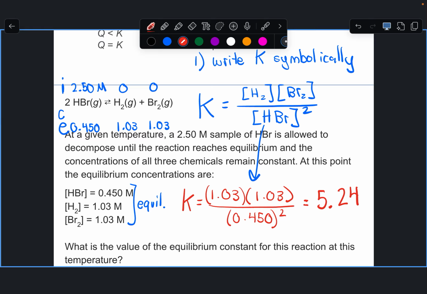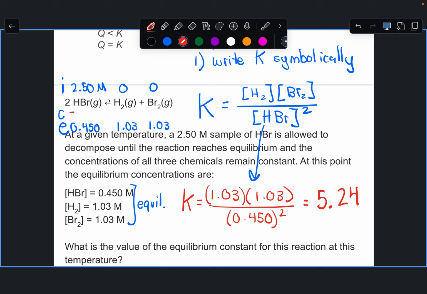So in this one, we really have all the information. So it started as 2.5, and it went down to 0.45, right? So what we're saying is 0.45, okay. So I should have done that in my head. So 2.05 molar got used up, right? Because that's how we get from 2.5 to 0.45, is we use up a certain amount. And then we made 1.03.